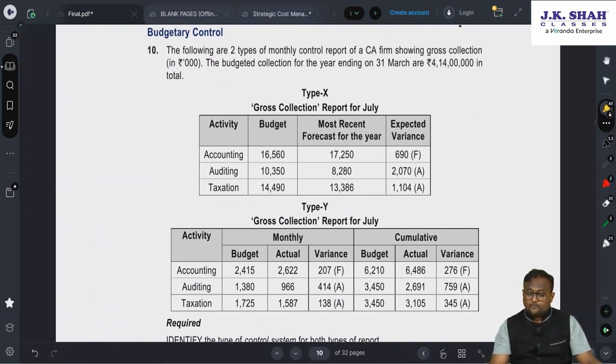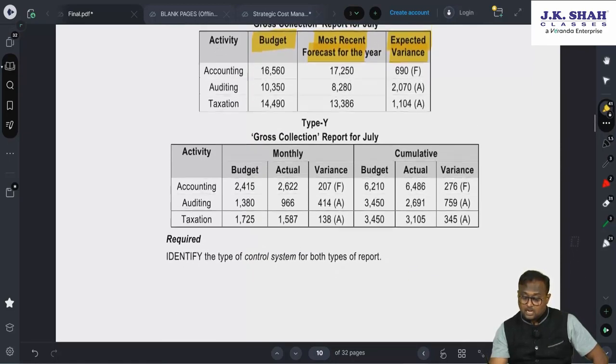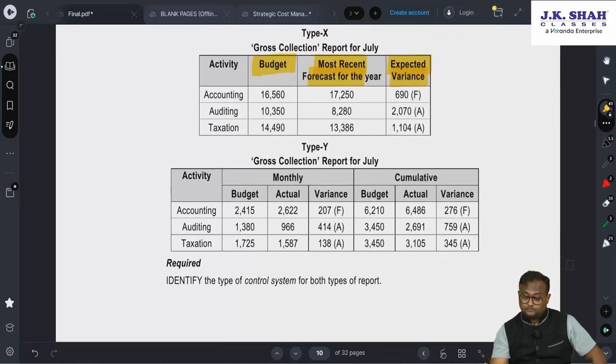Question number 10. The following are two types of monthly control report from a CA firm. The budgeted collection for the year is 4 crores 14 lakhs. Gross collection. There are three activities. One is accounting, second one is auditing, third one is taxation. Expected is given as budget. The recent forecast is also mentioned. That means there is a planning variance of 690 favorable, 2070 adverse and 1104 adverse. Actual collection is given on monthly basis for the month of July. Identify the control system for both types of reports.